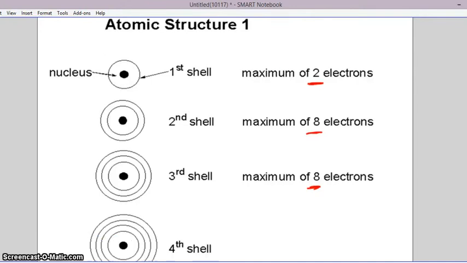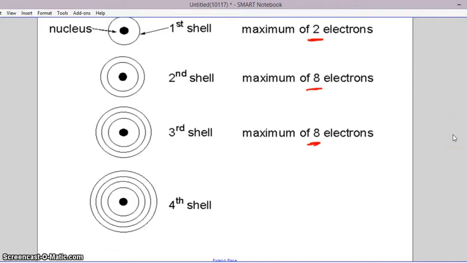And then after that, the area of the periodic table that the atom belongs to will determine how many it can have after the third shell. Transition metals, for example, can have up to 18, but they're a totally different ball of wax, and that's something you will learn in Sue Spin's class. In 8th grade, we're just going to keep it real simple. For your purposes, 8 is the most you can have in the outer shell after the first shell.